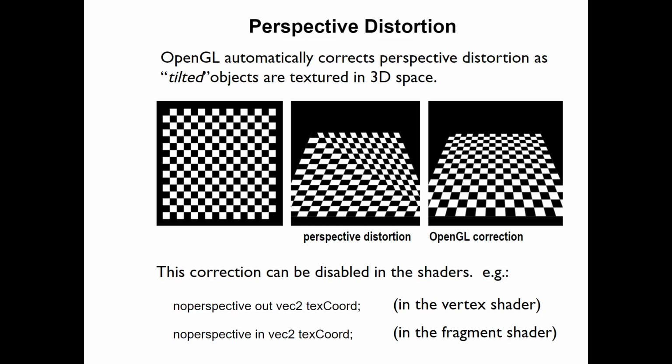Start to asphyxiate from wearing the mask too long. There are also some built-in functions to handle things like perspective distortions. It's a little bit like our friend anisotropic filtering there, but a little simpler. So OpenGL will automatically correct perspective distortion as tilted objects are textured in 3D space.